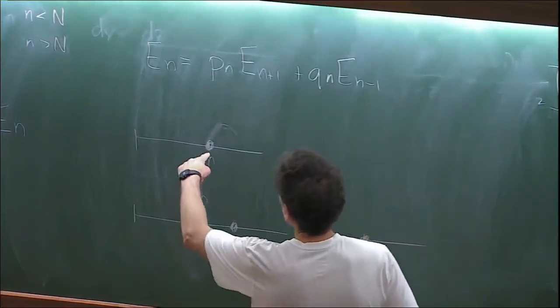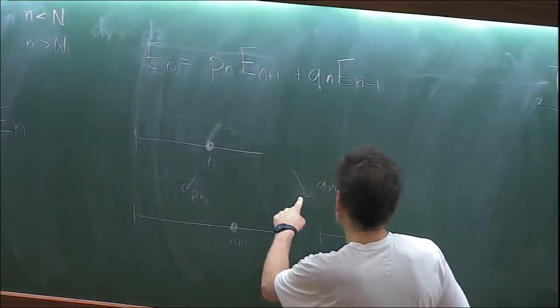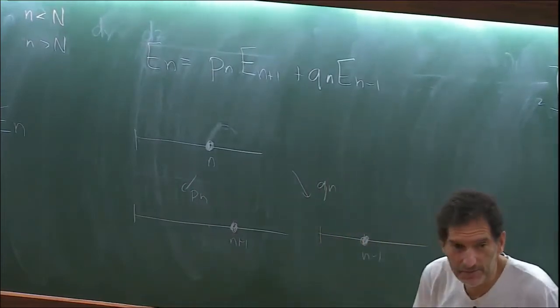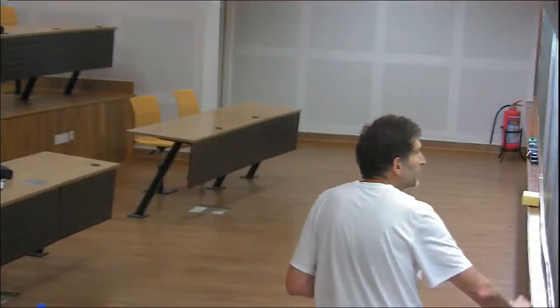And so the probability of extinction from here is just P_n times the extinction probability from here, plus Q_n times the extinction probability from here. So that's what this equation is. It's a very simple equation, but very powerful because we now have a direct equation that tells us what the extinction probability is.